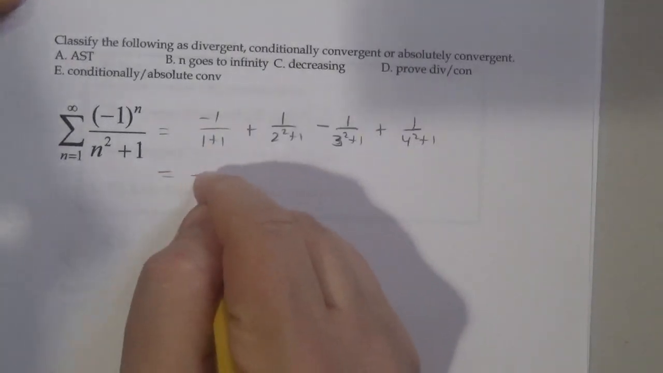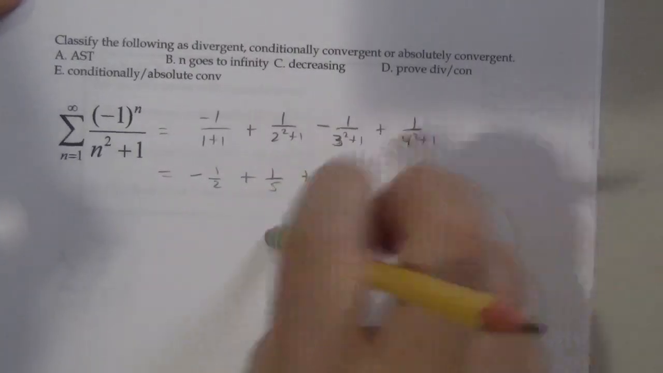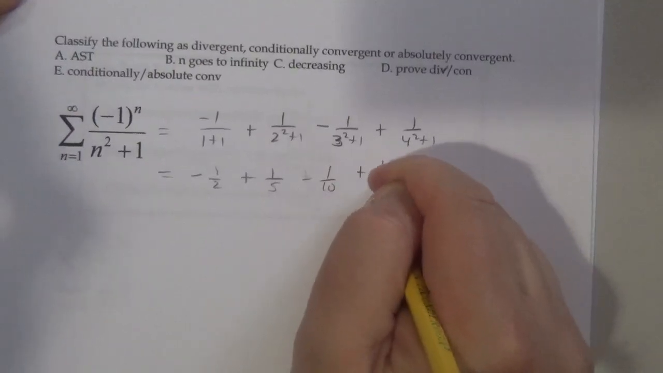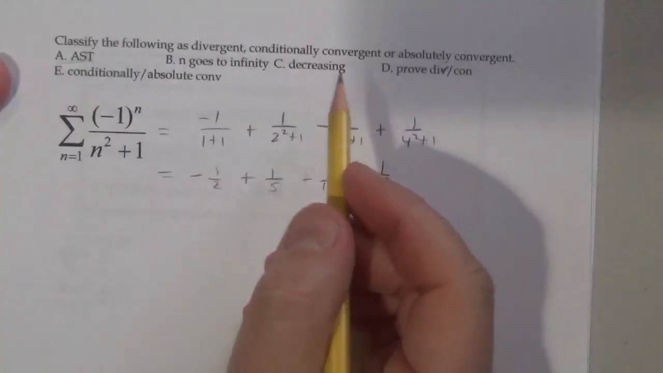So this is just going to be -1/2 plus 1/5. That's -1/10. Plus a 17th. Feels alternating to me. So it looks like an alternating series test candidate.